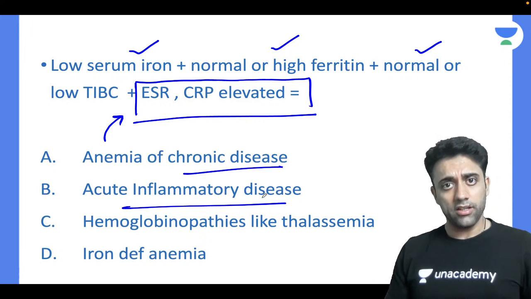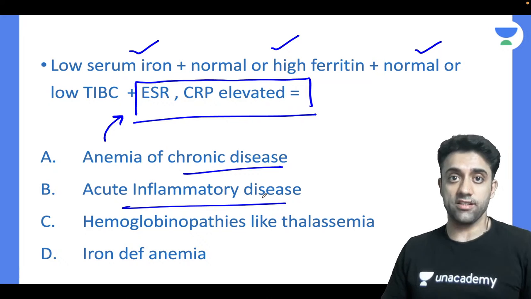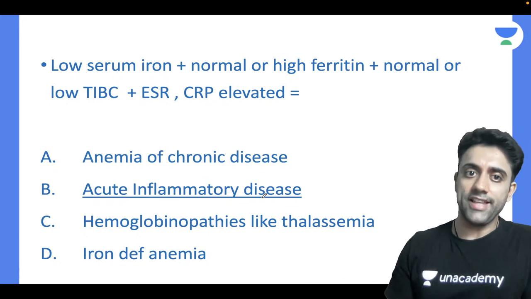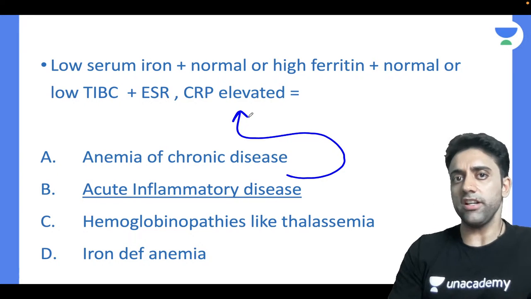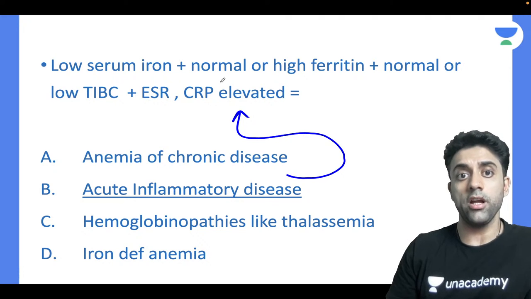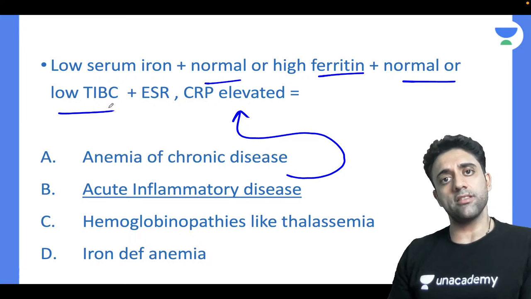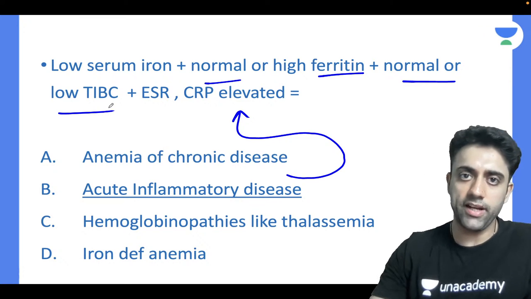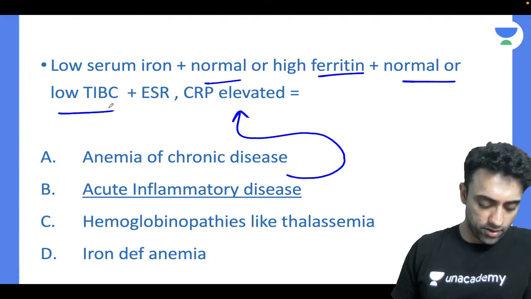Naturally, acute infection, right? CRP and ESR are acute phase reactants. If I have some acute problem, then definitely these will increase. So the best answer is ESR and CRP elevated. Very simple, but also very confusing at the same time, because people start reading normal or high, normal or low, normal is also there, low is also there, and don't know what the answer is. ESR and CRP are elevated only in an acute inflammatory process. Does it make sense?